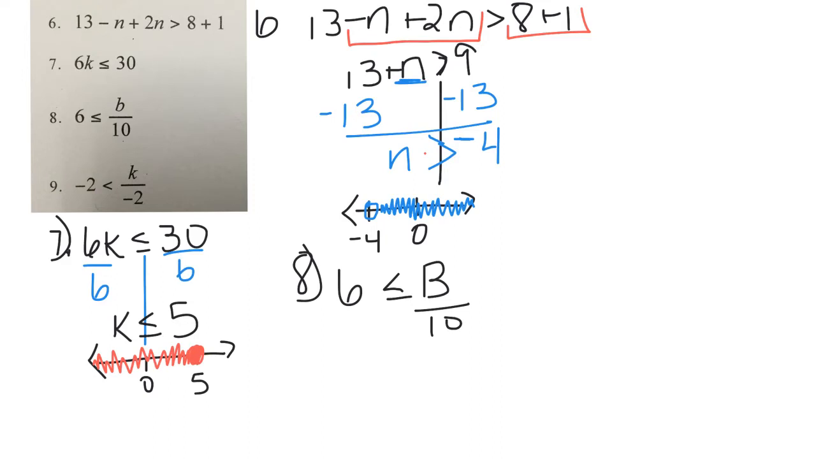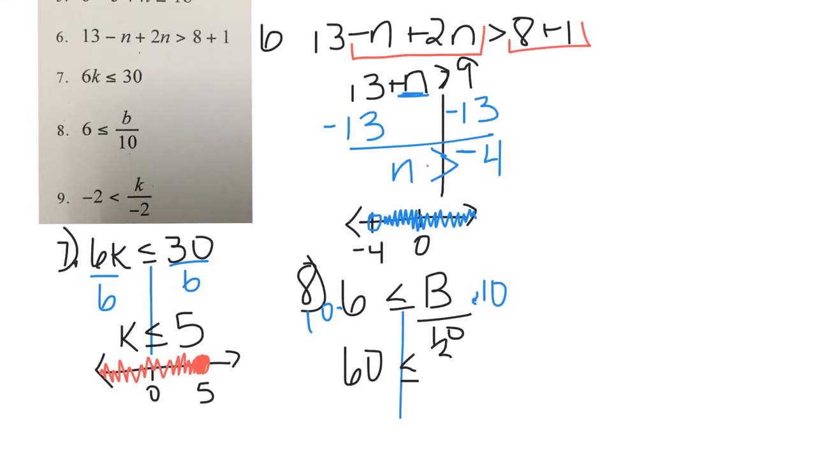Now that's divide. Okay, we get caught up and we think, oh, it's a fraction, I don't know what to do. But this is division, and all you have to do is undo the division. So multiply by 10. Multiply the 6 by the 10. And we get 60 is less than or equal to b.